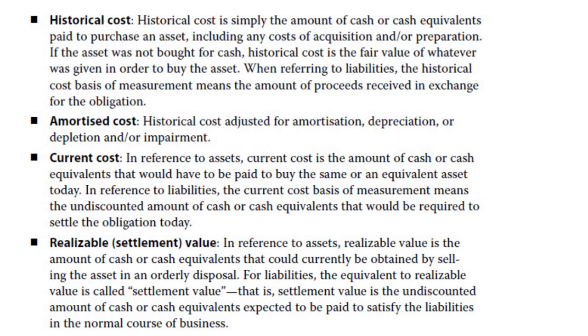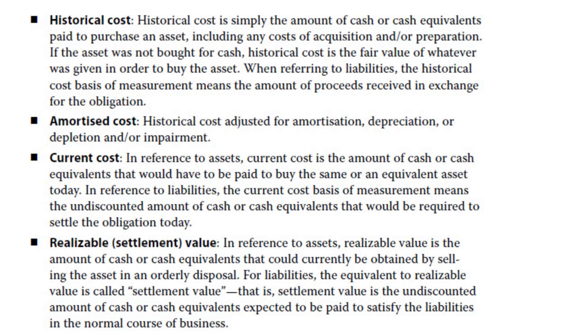Then there's another concept of amortized cost. Historical cost adjusted for amortization of debt or depreciation or depletion or impairment. This is usually the case when we recognize or measure our property, plant, and equipment. There's a historical cost, and then we adjust it for depreciation, and then we present it on the balance sheet.